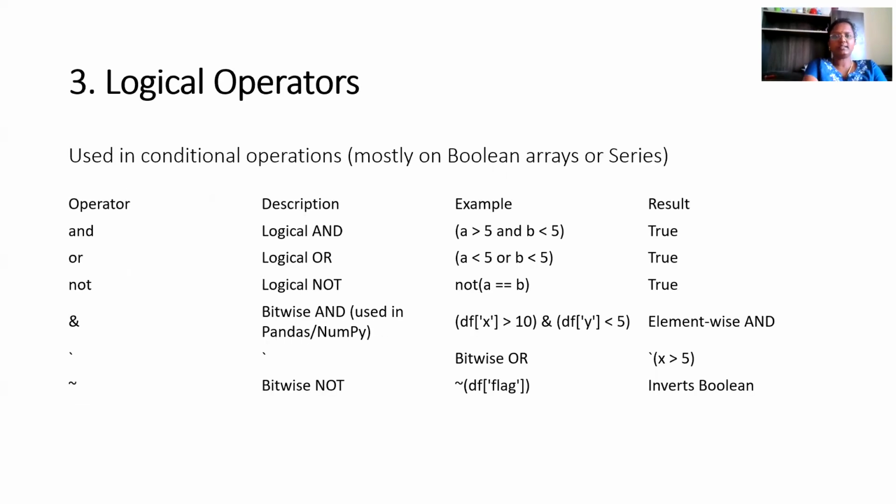And the third thing is logical operators. Logical operators are used in conditional operations, mostly on Boolean arrays or series. What are the logical operators we must know? And, or, not, bitwise and, bitwise not. So most of the time we will use and, or, not operations.